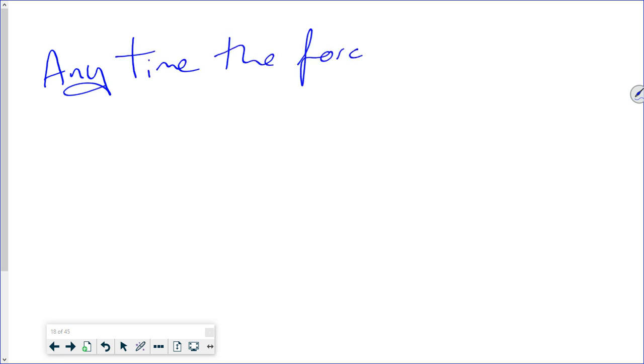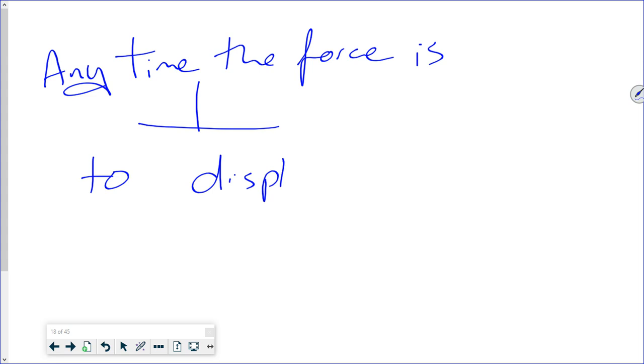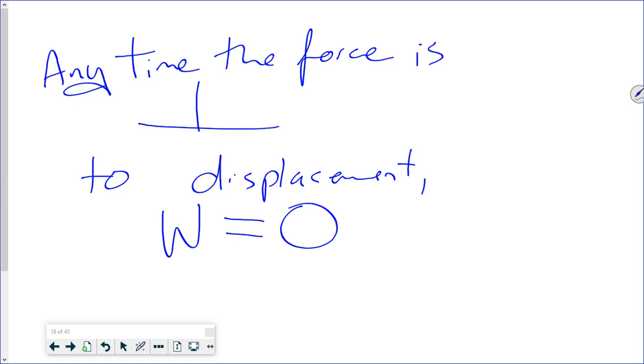Write this down in giant, super important letters. Any time the force is perpendicular to the displacement, the work done by that force is 0. That is super mega importante, enough that I'm going to draw a fancy, happy looking star. Hello, look how happy he is. He's got hands. Creepy. Oh, and a hat.